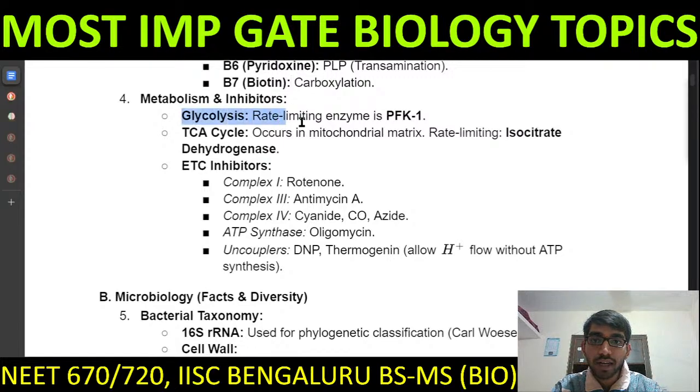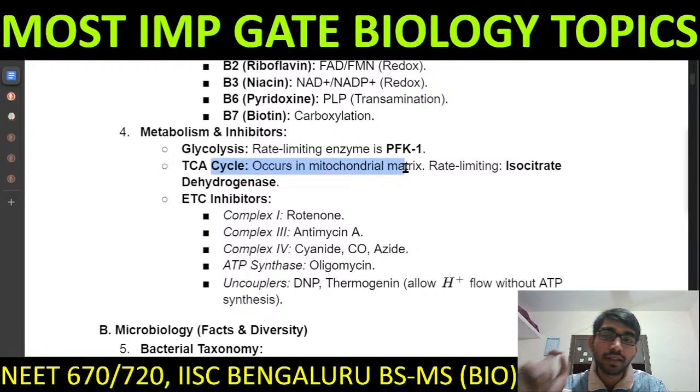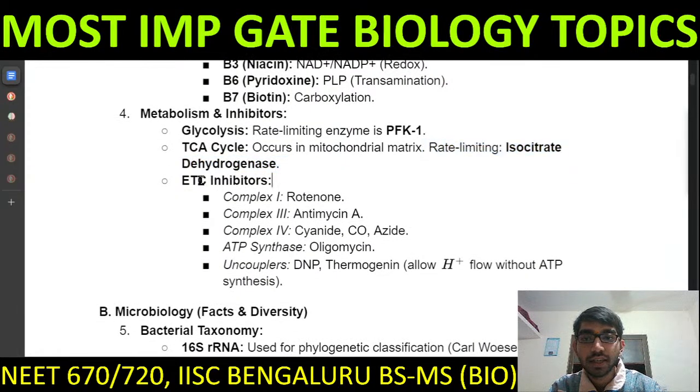So here we have glycolysis. The rate limiting enzyme here is phosphofructokinase 1, PFK1. TCA cycle occurs in the mitochondrial matrix. Always remember this. It happens in the mitochondrial matrix. TCA can't happen in the cytoplasm. Glycolysis happens in the cytoplasm. Here the rate limiting step is isocitrate dehydrogenase. So remember this as well. This can be directly asked, which is the rate limiting step of TCA. It is isocitrate dehydrogenase.